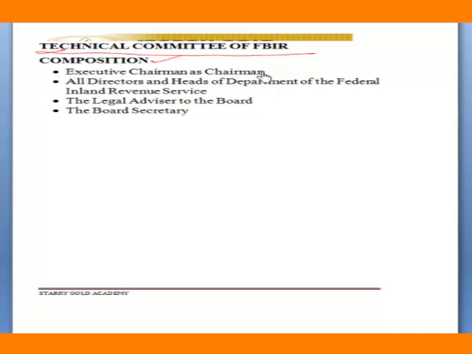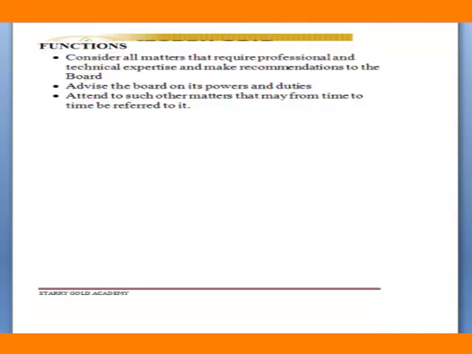Executive Chairman as chairman. Composition: all directors and heads of department of the Federal Inland Revenue Service, they are all members. The legal advisor to the board and the board secretaries. These are the members of the Technical Committee of the Federal Board of Inland Revenue. Their functions. What are their functions?